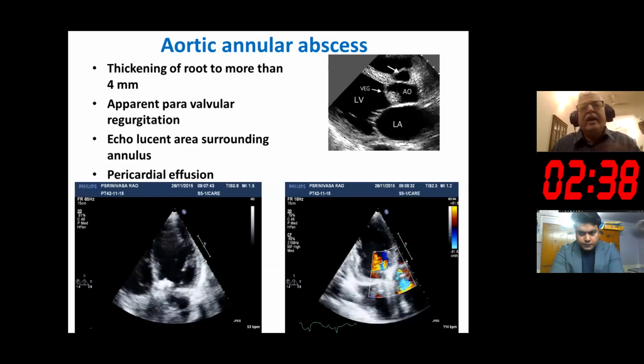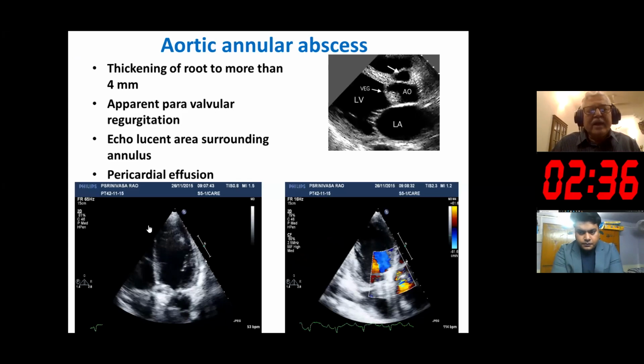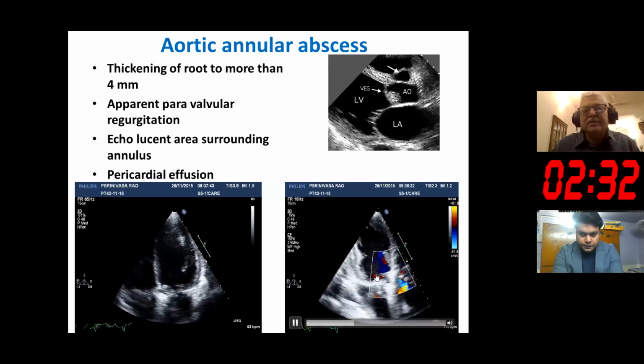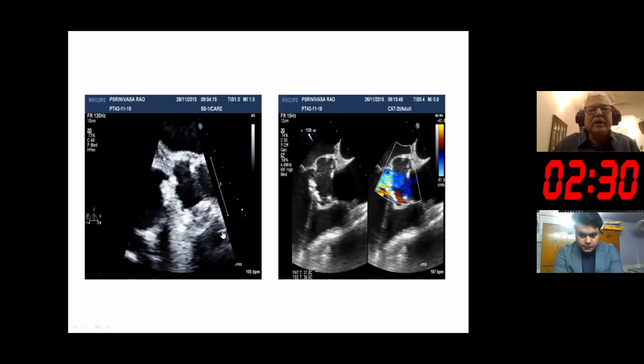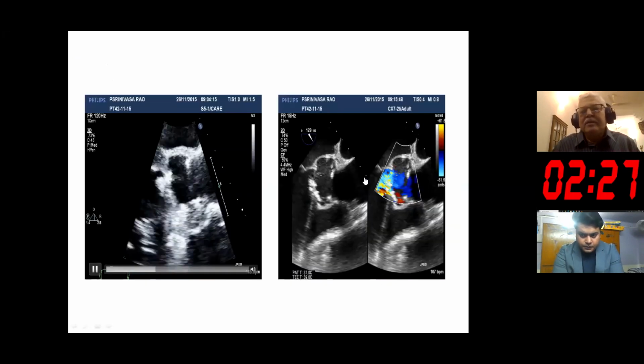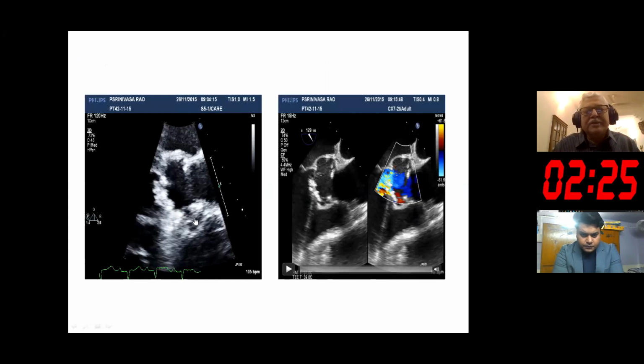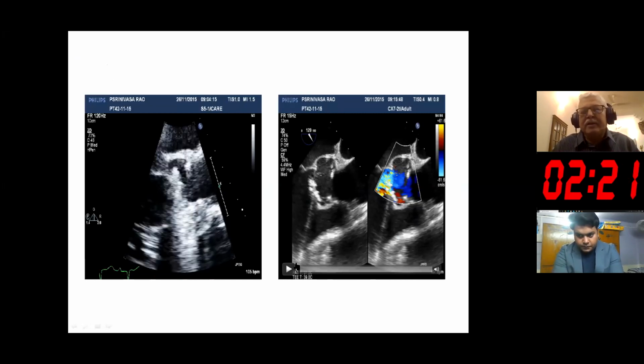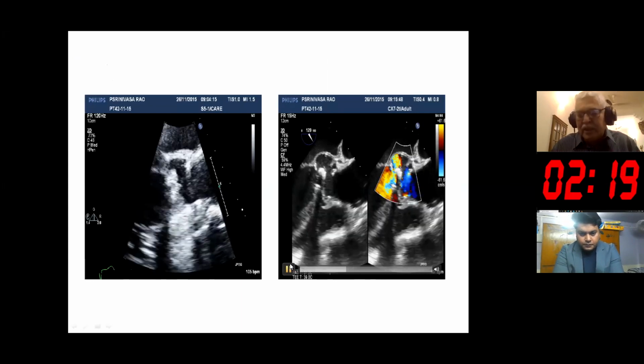This is a case of an aortic annular abscess, where again you see almost a dehiscence of the valve, but you don't see much aortic regurgitation. But when you see the transesophageal echo pictures, you see that there is a root abscess here, and there's a partial dehiscence, and there's a severe aortic regurgitation, which you can make out in the color.